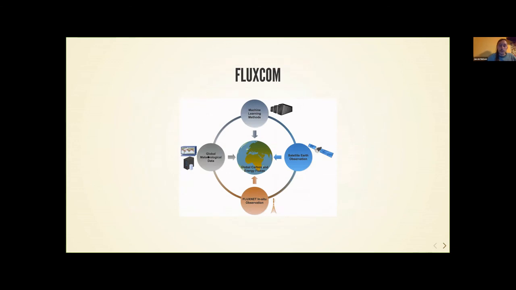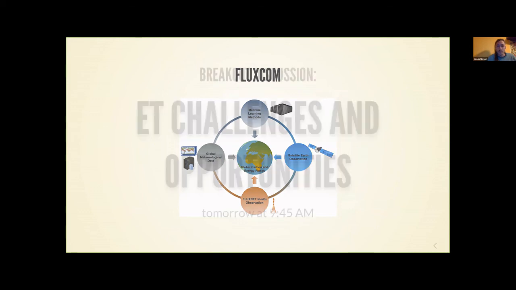Also, kind of direct pairing of machine learning with the in situ observations and satellite cutouts around the towers and meteorological data. So this FluxCom approach, it's been applied to the carbon and energy fluxes, and we can apply it to the water fluxes as well. So I think those are really some exciting opportunities.